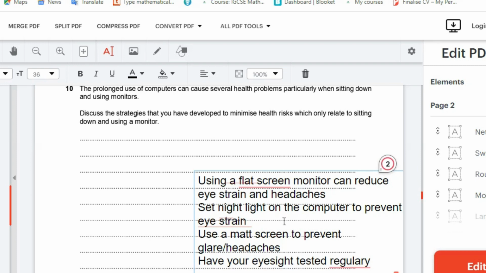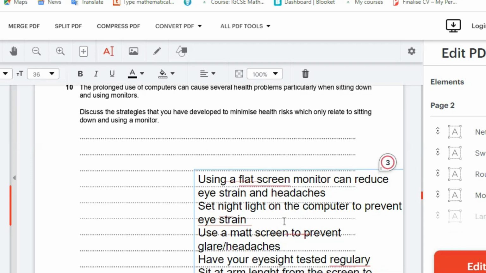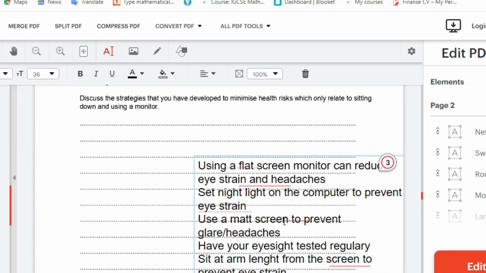Sit at arm length from the screen to prevent eye strain. That's number 5.